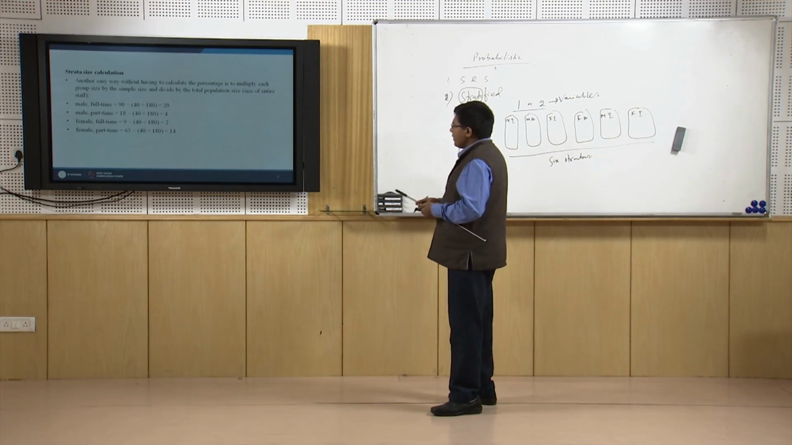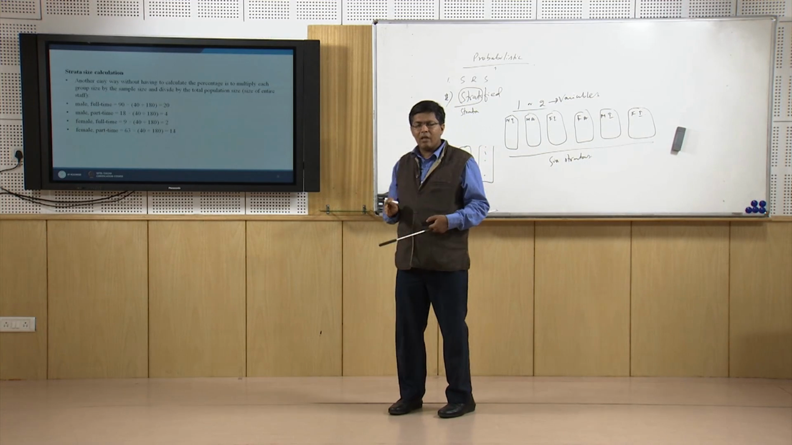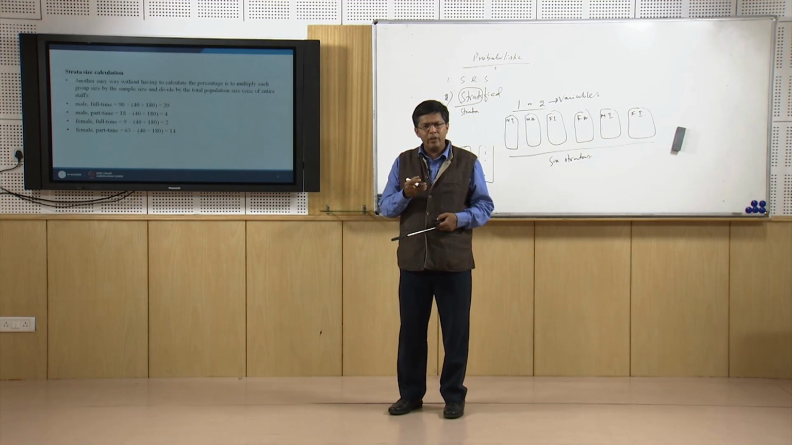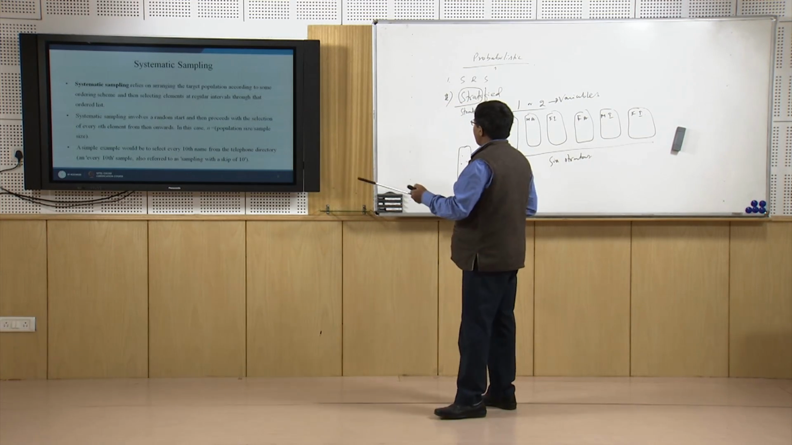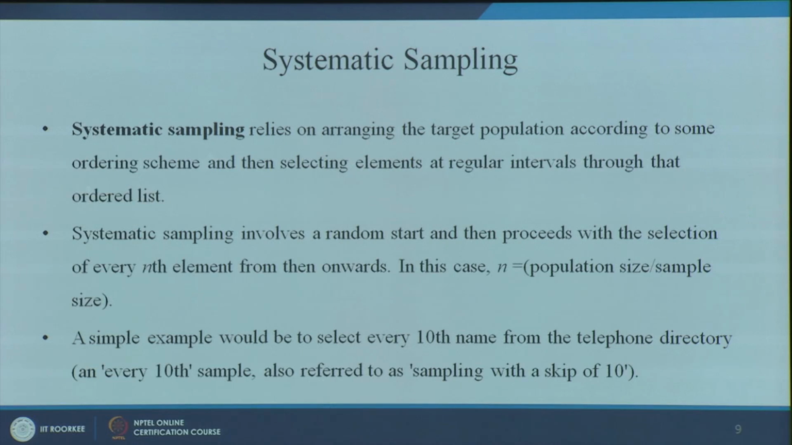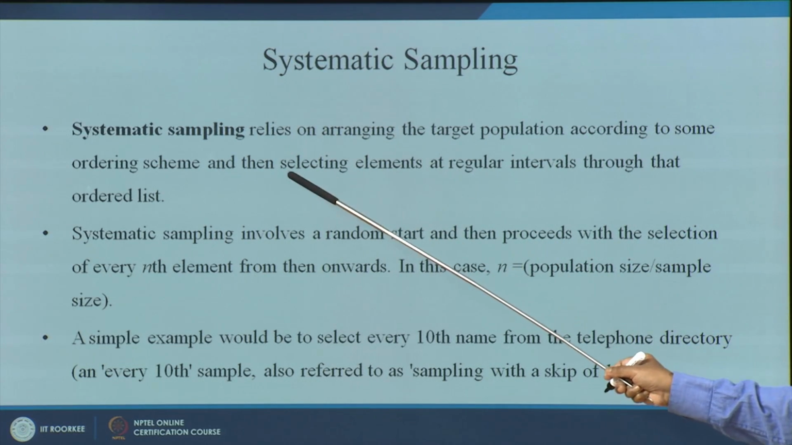After we are done with stratified sampling, I hope you can understand that it is a very useful sampling, which can be used in most research studies. Now, the next is systematic sampling. As the name suggests, there is a system. Something is done in a systematic order. It relies on arranging the target population according to some ordering scheme.